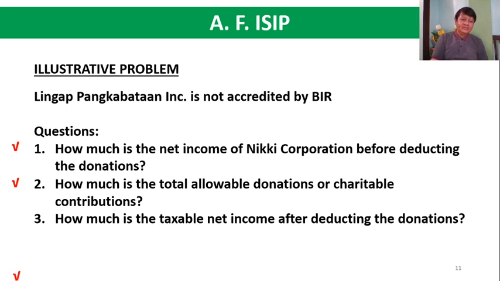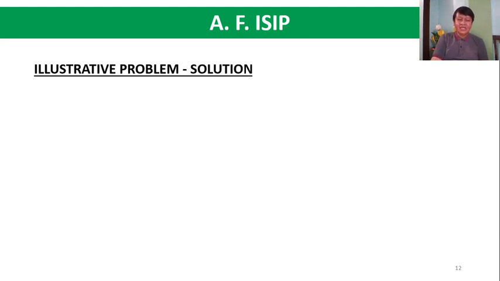Question number 3. How much is the taxable net income after deducting the donations? So you have your net income after deducting operating expenses, and then you will again deduct the donations allowed by the Bureau of Internal Revenue to arrive at the taxable net income. So here is now the solution. We will now apply the BIR ruling in this particular solution.